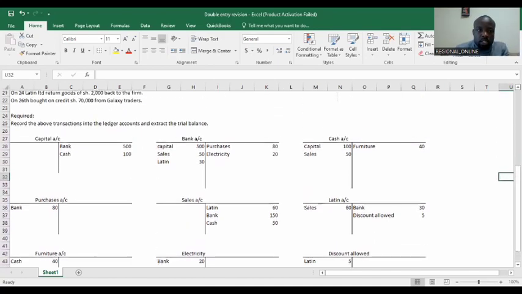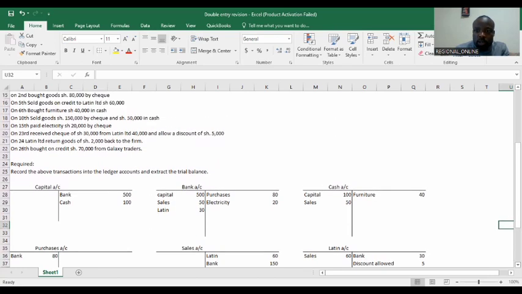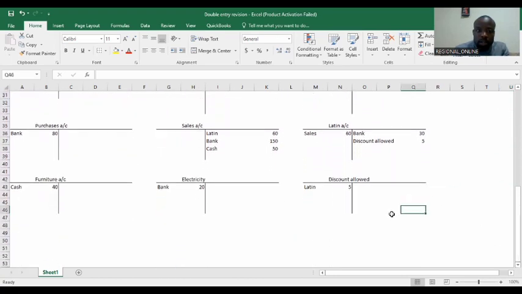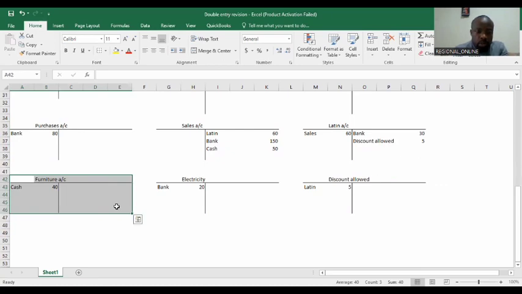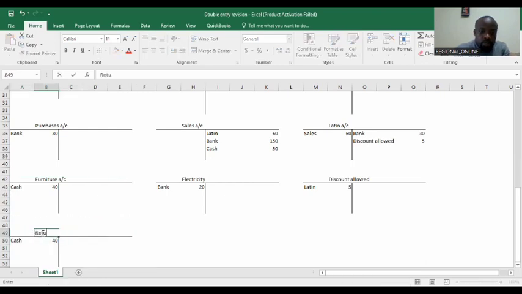Then you can go to the next transaction. That is on 24th, Latin Limited returned goods back to the firm. If a customer is returning some goods back to the business, don't record them inside the sales account. Record them under another account known as return inwards. So let's have return inwards to recognize the goods that have been returned by the customer.